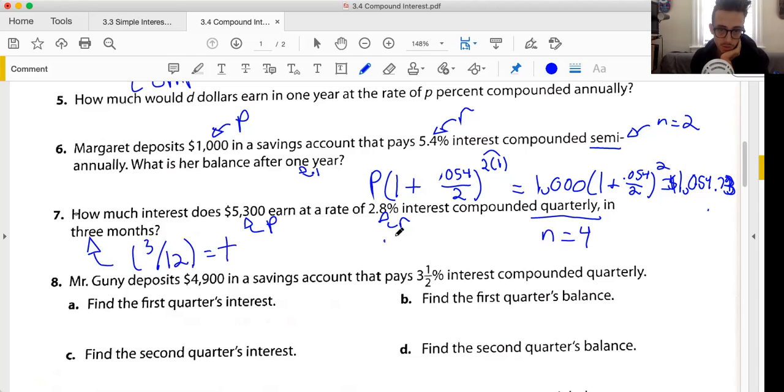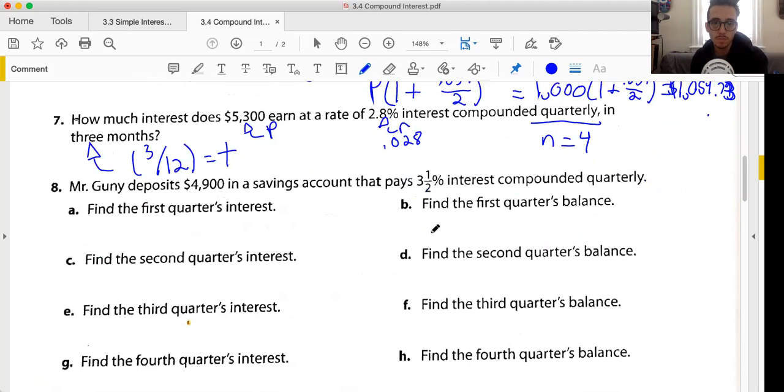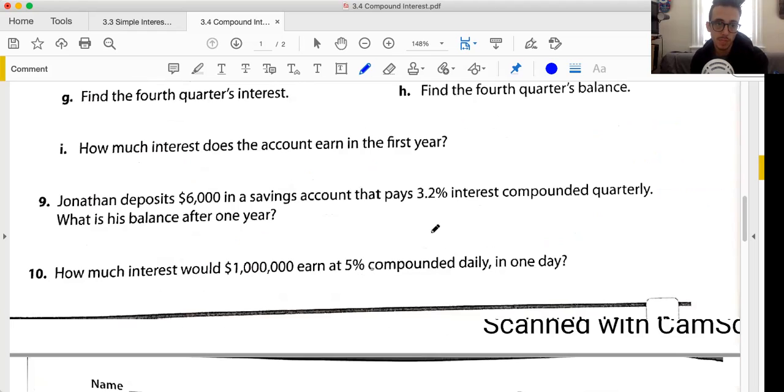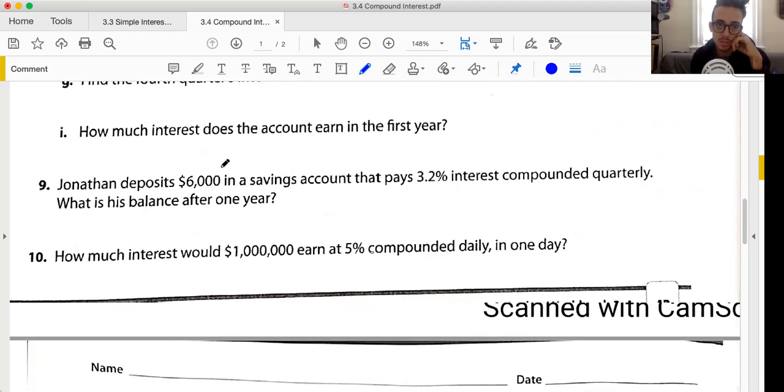Remember, for your rate, you would use 0.028. You can take that further there. What else do we got? Deposits 6 G's. It's probably a principal. This would make 0.032 our rate. If it's compounded quarterly, n is going to be equal to 4. Balance after 1 year, where this is pretty much claiming t equals 1.